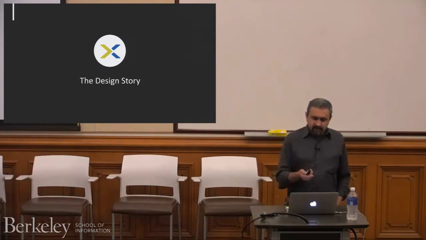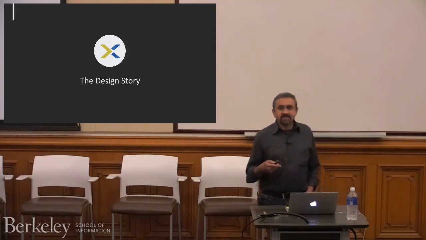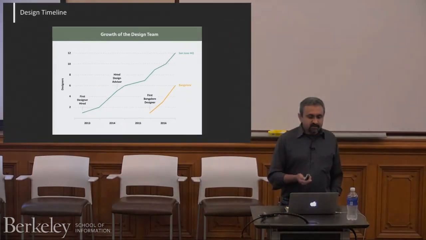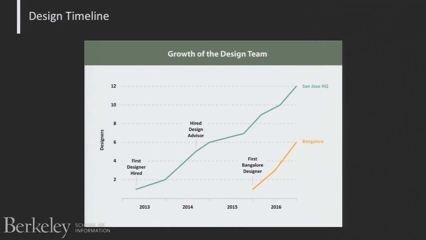And let's look at how the design team has evolved in the same time, right? So we started with the first designer, like I was saying, in April of 2013. And now we have a dozen designers working out of San Jose. Then we hired Irene, who used to be the VP of design at Google, as an advisor to the company. And she has helped us scale the design team over this time. And that happened sometime in mid-2014.